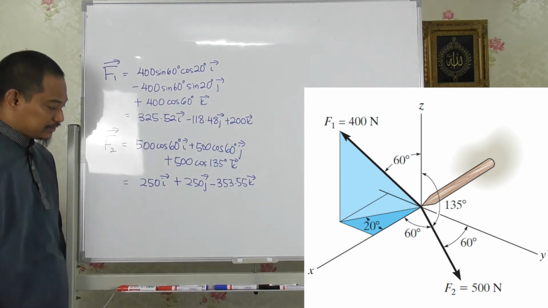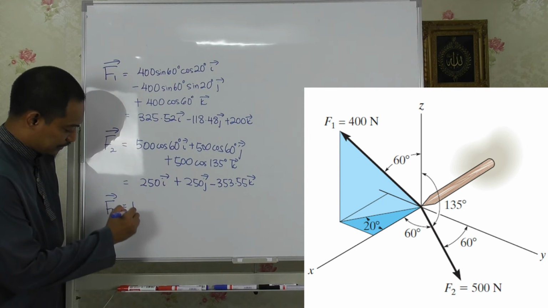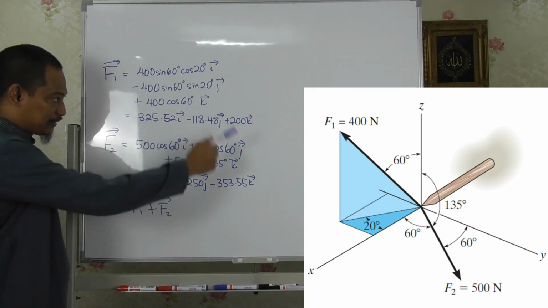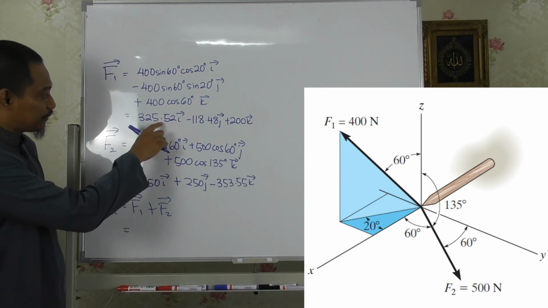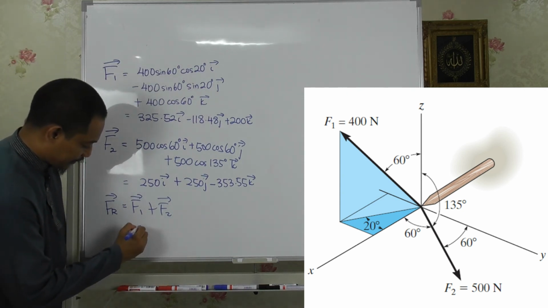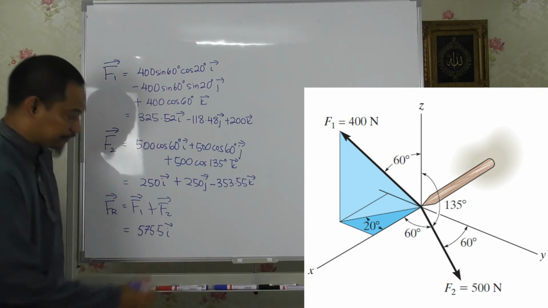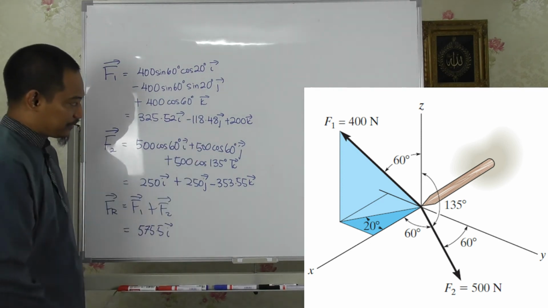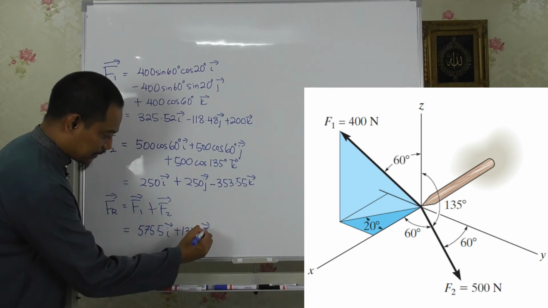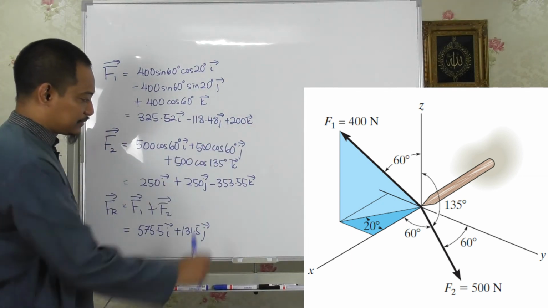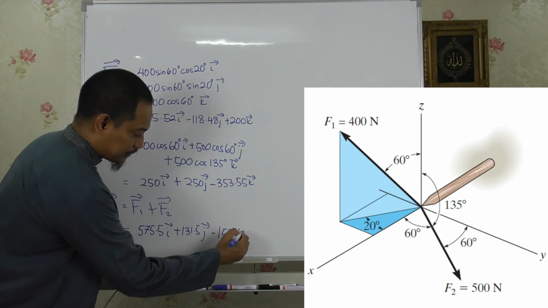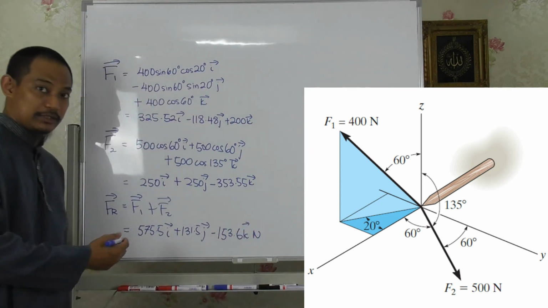After you have obtained this, the resultant Fr is simply F1 plus F2, and you just add the components, x component, y component, z component. So 325.52 plus 250 becomes 575.5i, and then negative 118.48 plus 250 becomes 131.5j, and then 200 minus 353.55 becomes minus 153.6k newtons. This is your resultant, right?